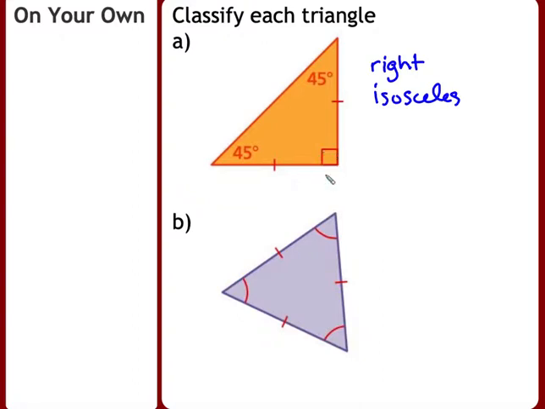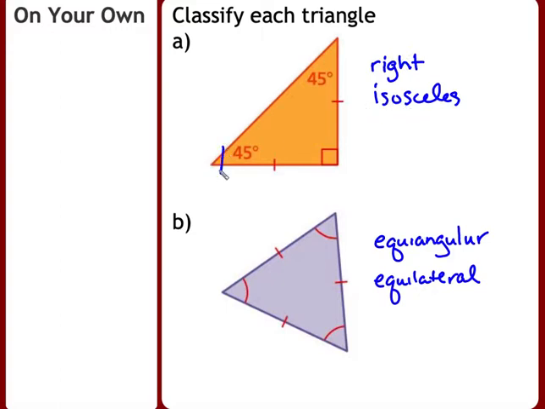Notice we have the right angle, and then this is our equiangular. All of the angles are congruent. And equilateral, all the sides are congruent. Alright, so the key thing is when you're asked to classify, do it by angle and by side.